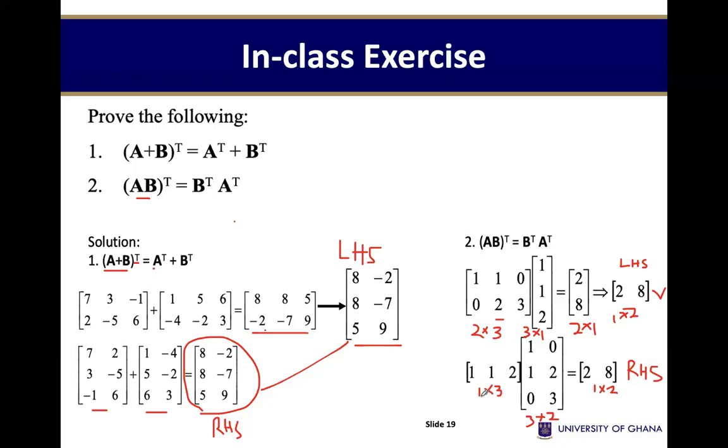You realize that here the inner will agree. This is 1 by 3 after the transpose, 3 by 2 after the transpose. Since the inner agrees, I'm going to have the resulting value to be what? 1 by 2. And that is what we are having here at the right-hand side.